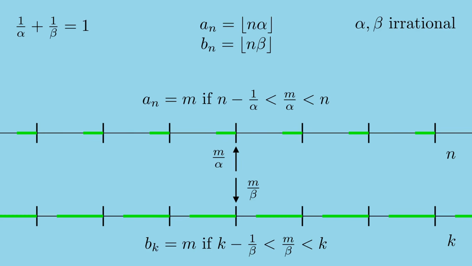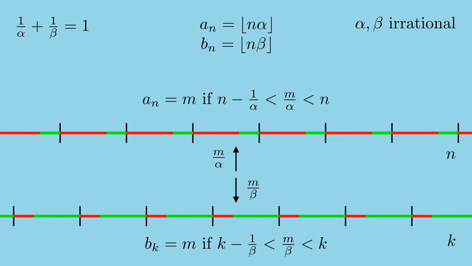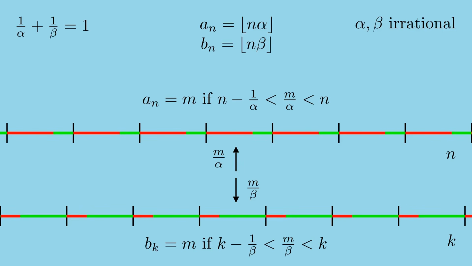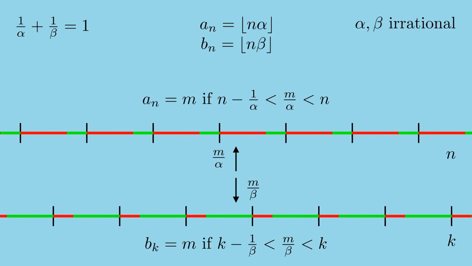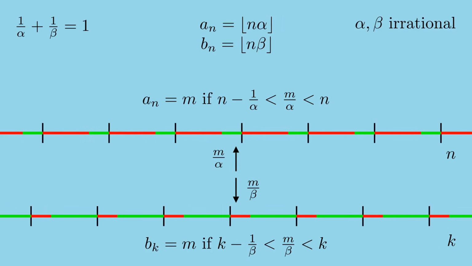The ones on the top line have width 1 over alpha, and the ones on the bottom line have width 1 over beta. Then the red segments represent where m doesn't appear in the sequence. Notice that the red segments are the same length up top as the green segments are below, and vice versa, because 1 over alpha plus 1 over beta equals 1. Now we begin moving the lines around, where the top shifts left the same amount the bottom shifts right. Notice that no matter how we shift it, either the top one or the bottom one is in the green and the other is in the red, because the lengths of the segments are exactly complementary.